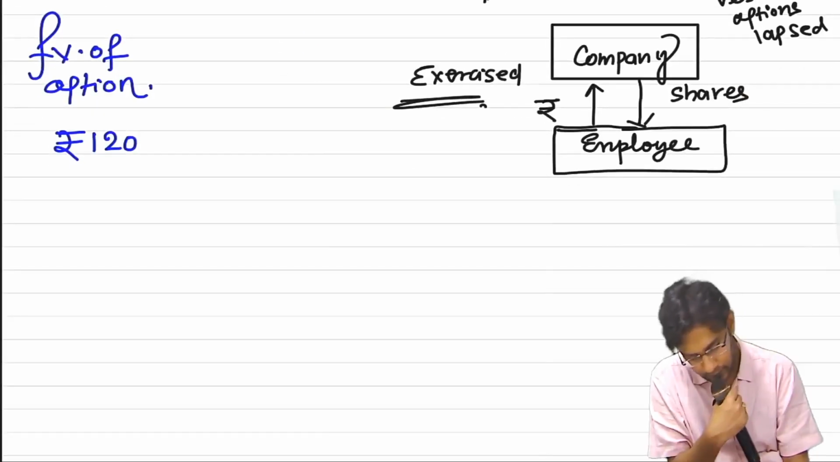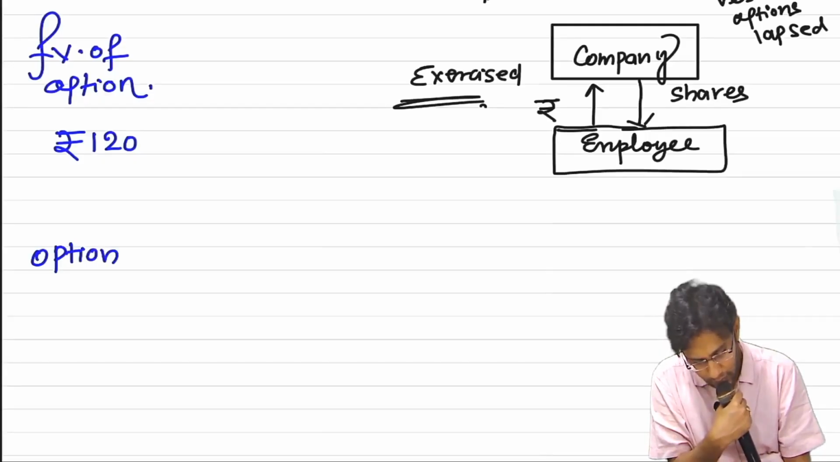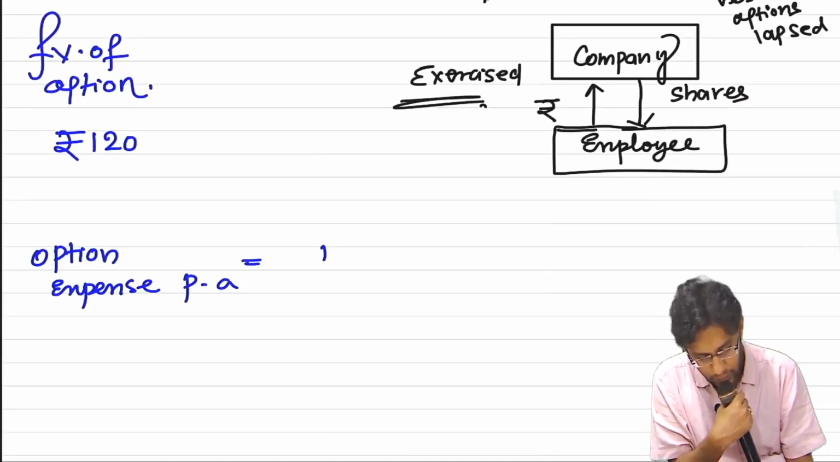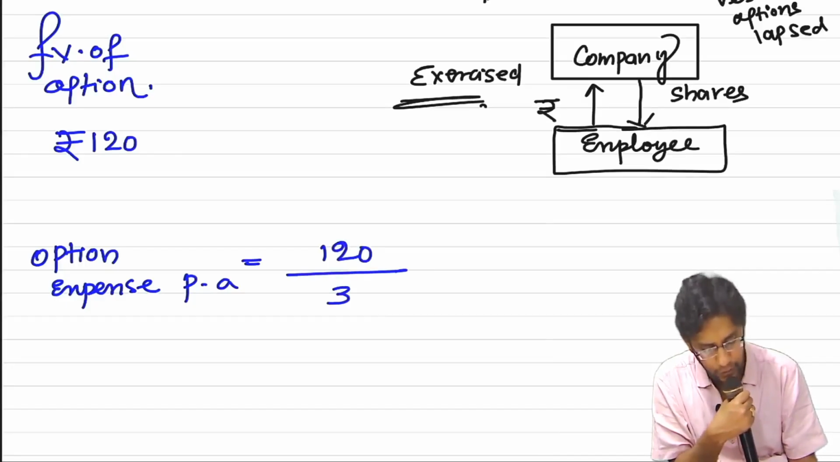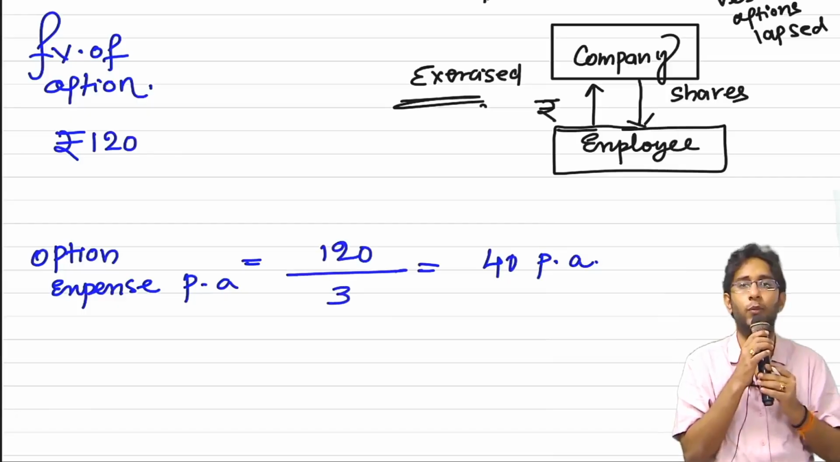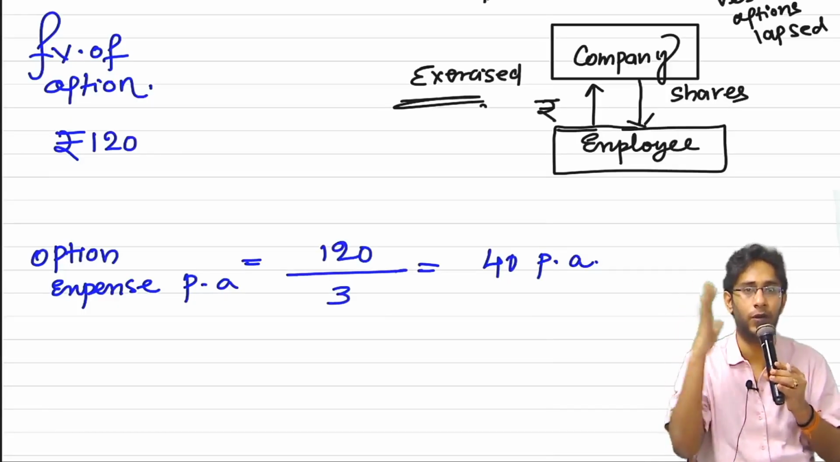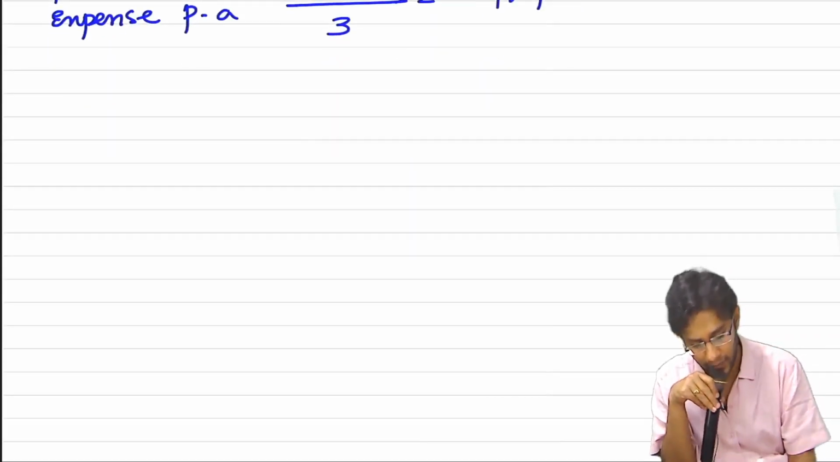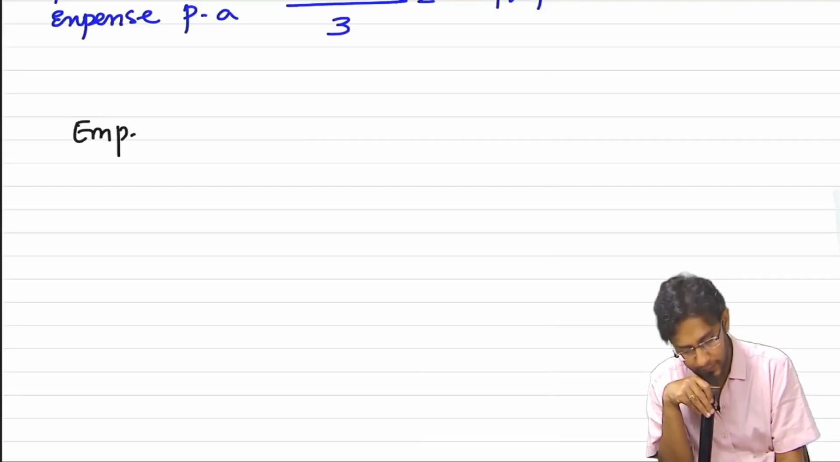So option expense per annum is equal to a very simple 10 case. I will develop slowly into bigger one. 40 rupees per annum. So every year you have to book an expense of 40, 40, 40. Sir, what entry will I write? Your entry will be this.